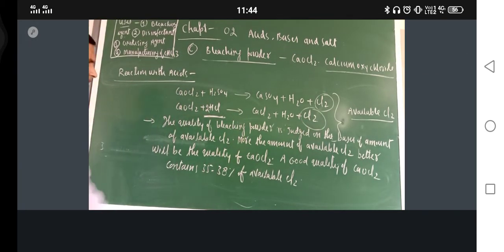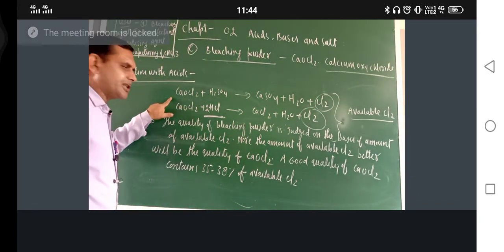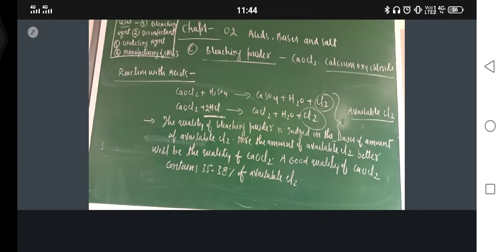Now this chlorine is only important. So its bleaching action is there when it reacts with the acids.